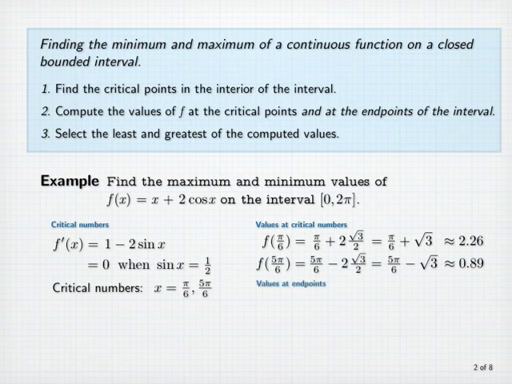Next, we compute the values at the endpoints of our interval. F of 0 is 0 plus 2 times the cosine of 0, or 2. F of 2 pi is 2 pi plus 2 times the cosine of 2 pi, so we get 2 pi plus 2, which is about 8.28.